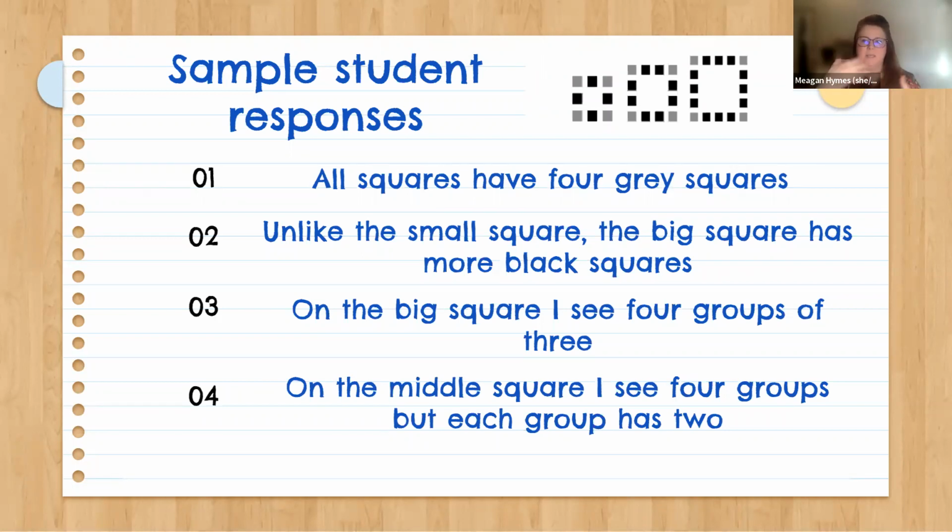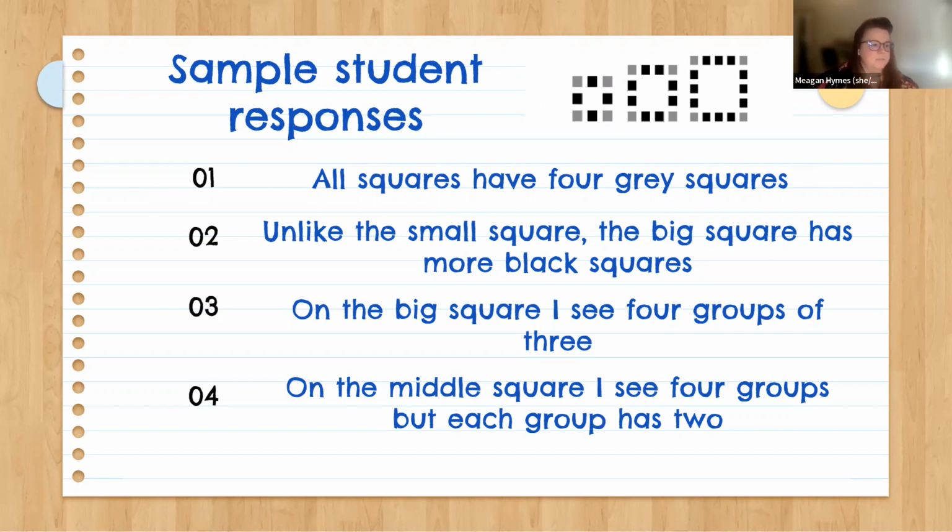Right, and again, giving them that language, they're telling you what they're noticing, they're using those sentence stems, and then you're pushing it further by giving them more language even to describe what they're talking about. Unlike the small square, right, the big square has more black squares. On the big square, I see 4 groups of 3. Right, now not every student is going to necessarily have that language right off the bat. But again, these are just some sample responses that I've had from students in the classroom that they can come up with the language, right?